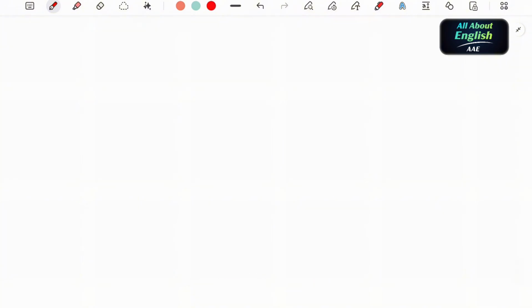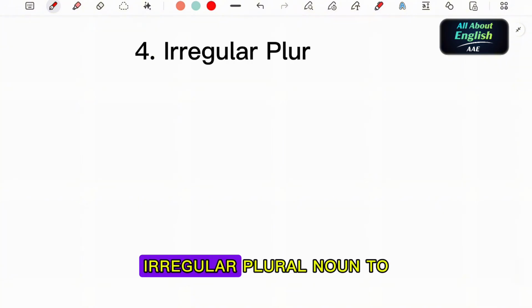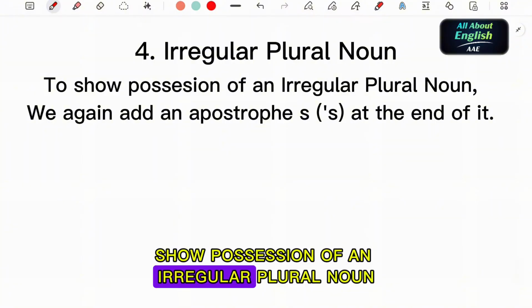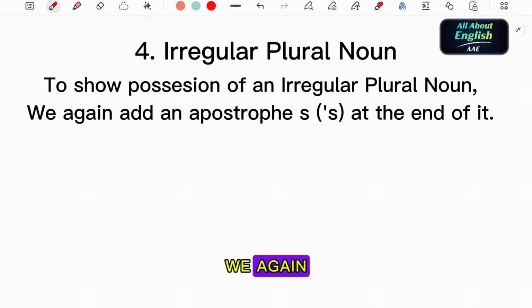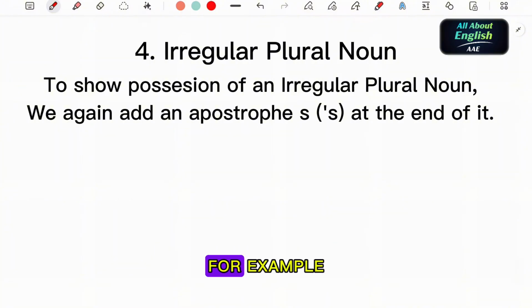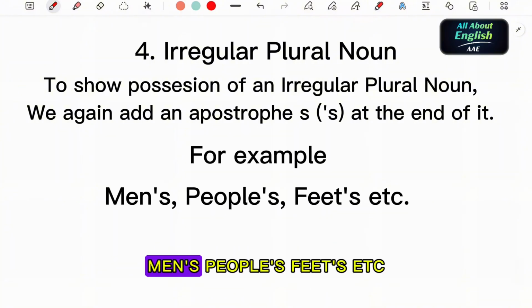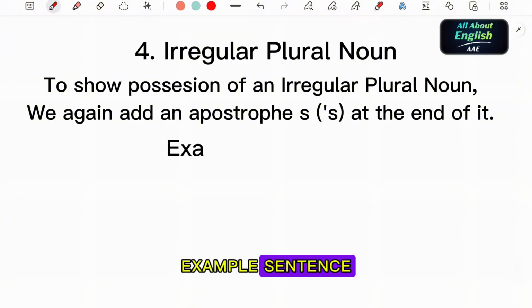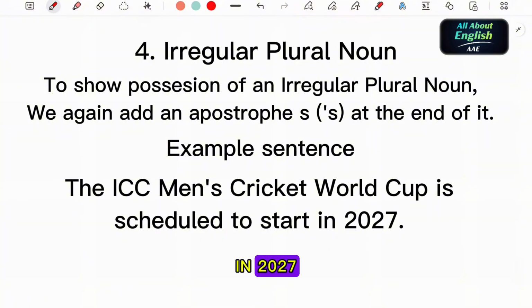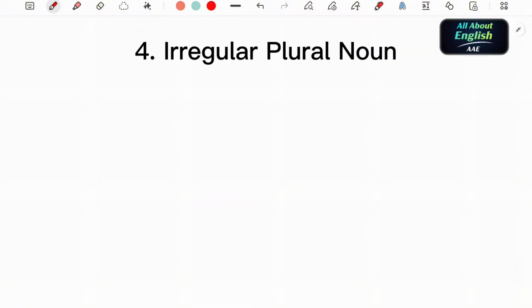And the last one, number 4, irregular plural noun. To show possession of an irregular plural noun, we again add an apostrophe s at the end of it. For example, men's, people's, feet's, etc. Example sentence: The ICC Men's Cricket World Cup is scheduled to start in 2027.